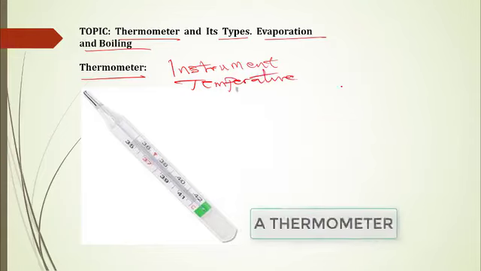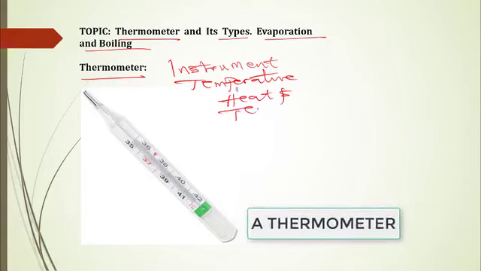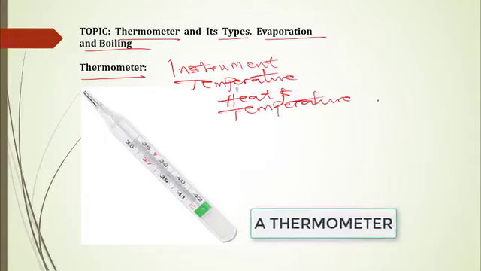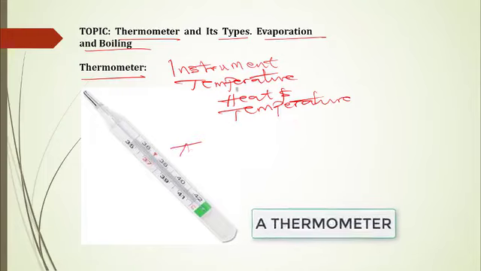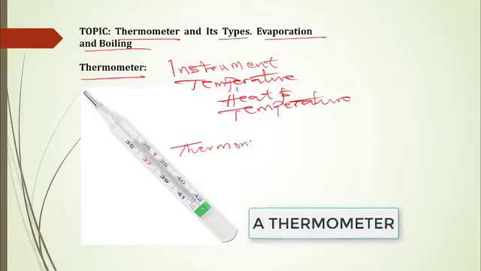Remember, in our previous lesson, we've been talking about the differences between heat and temperature. And we said that heat is a measure of the internal energy of molecules, whereas temperature is the degree of hotness or coldness of a body or an object. So the diagram here you see is what a thermometer looks like.